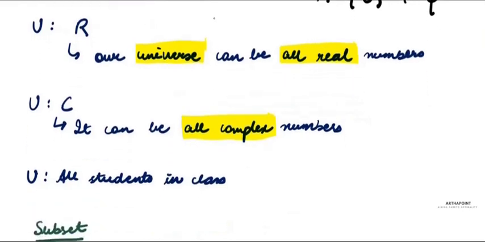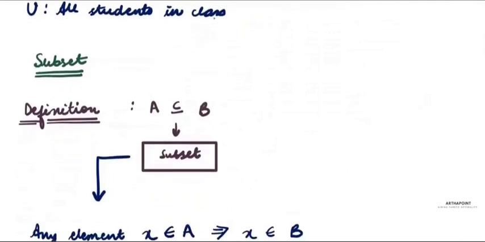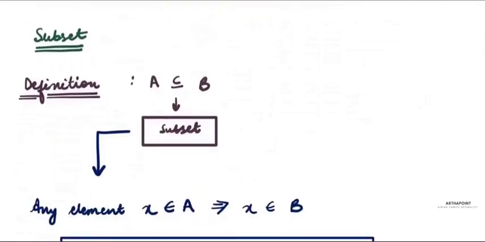Or my universe can be all the students in the class. And my set can be the top 5 students of my class. Right? So the universe is all the elements together. That makes a universe. Now, the next thing that we have to understand is known as a subset.